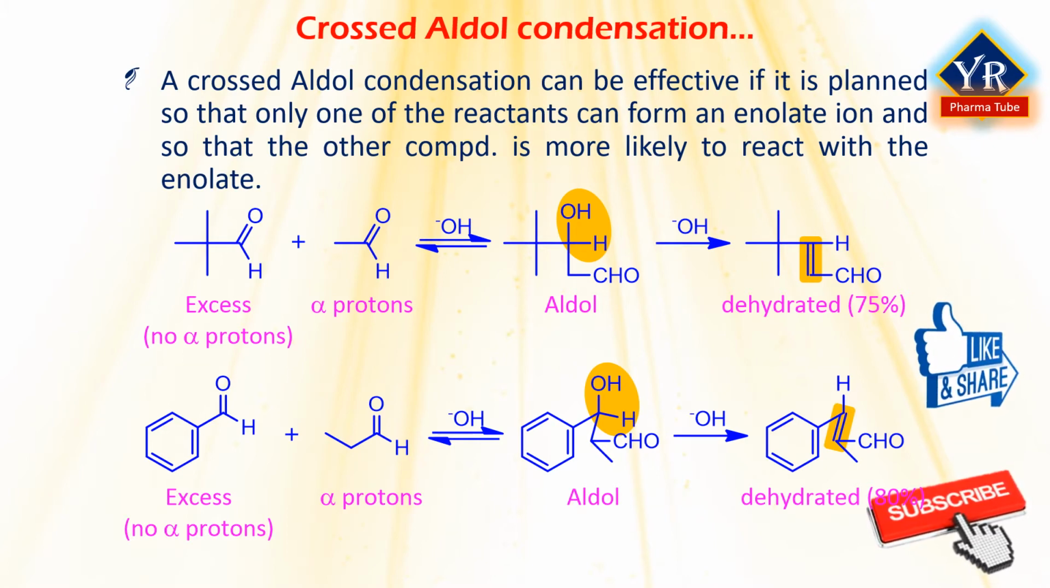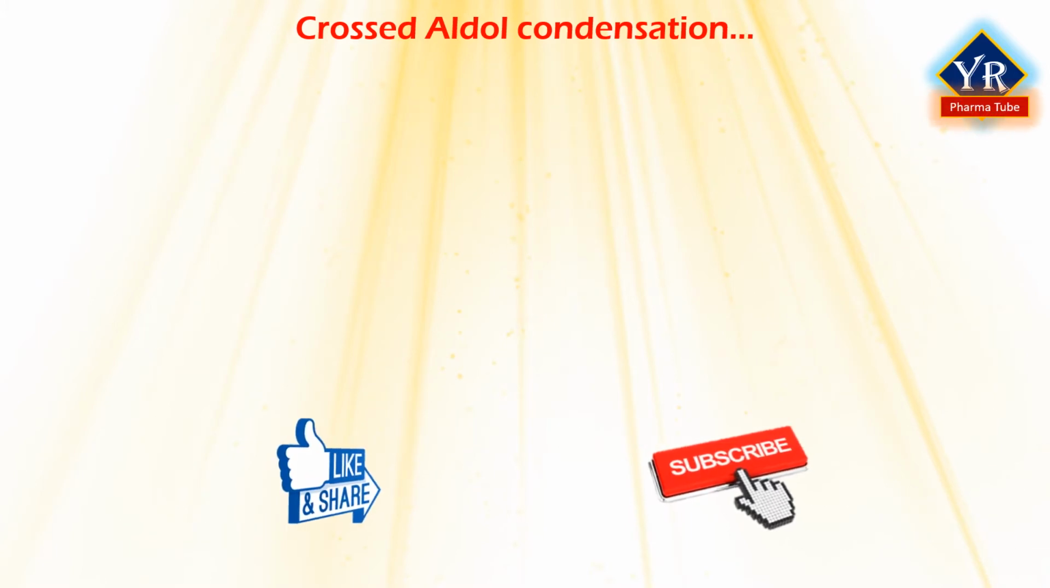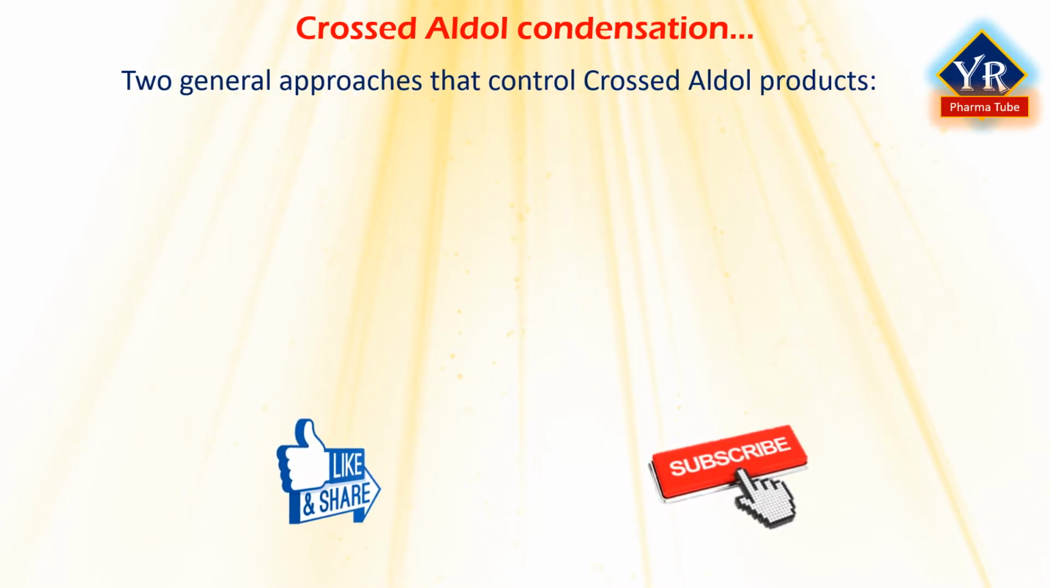To carry out these reactions, slowly add the compound with alpha protons to a basic solution of the compound with no alpha protons. This way, the enolate ion is formed in the presence of a large excess of the other component and the desired reaction is favored. We shall therefore consider crossed aldol condensations by two general approaches that allow control over the distribution of the products.